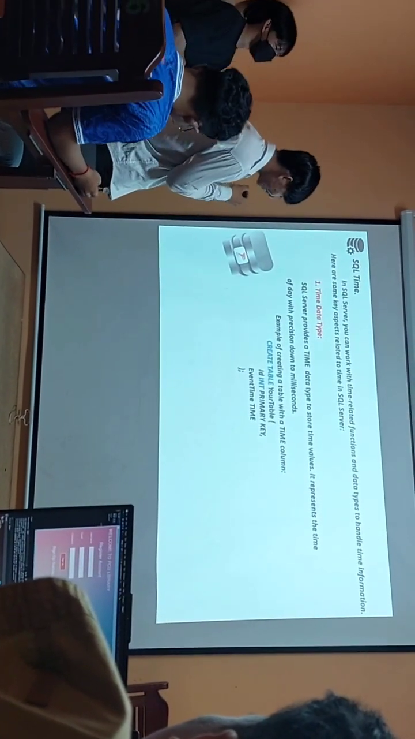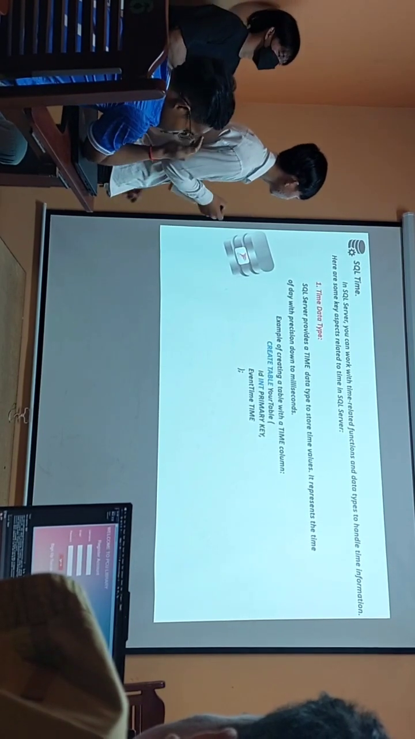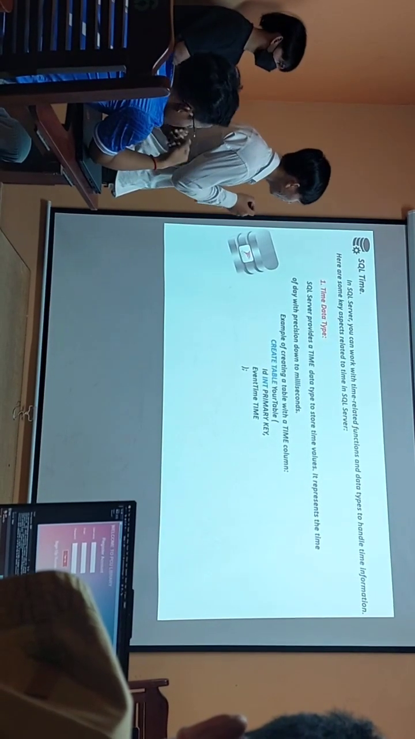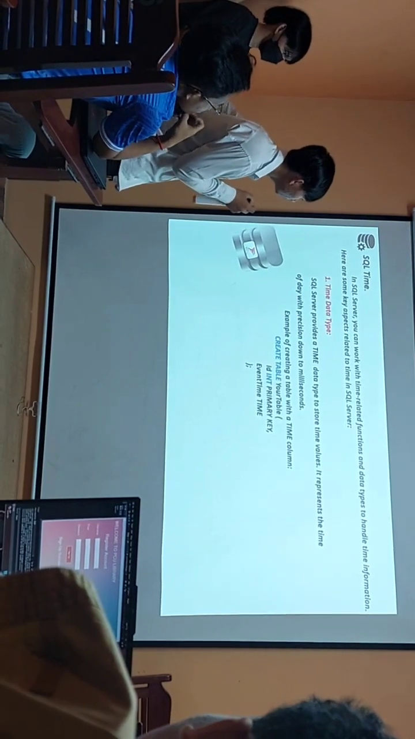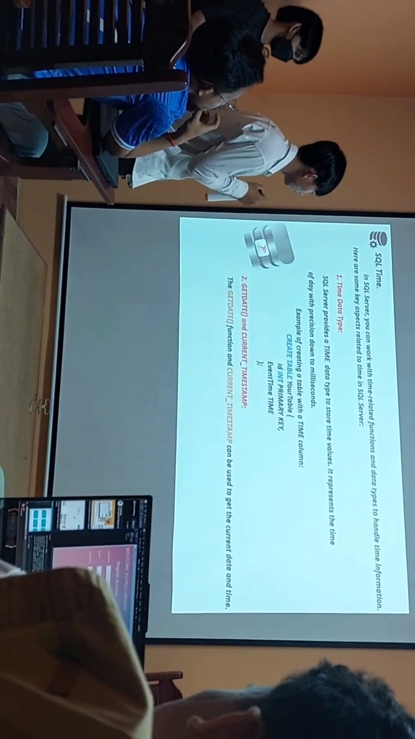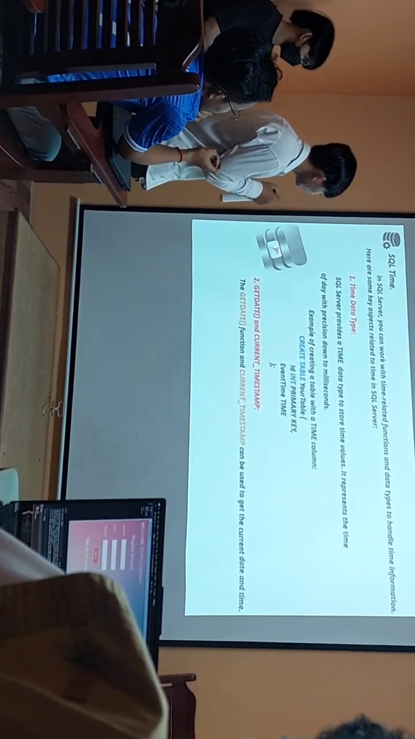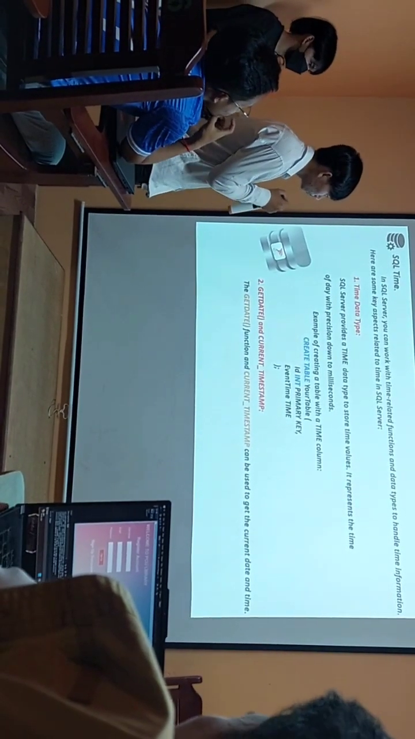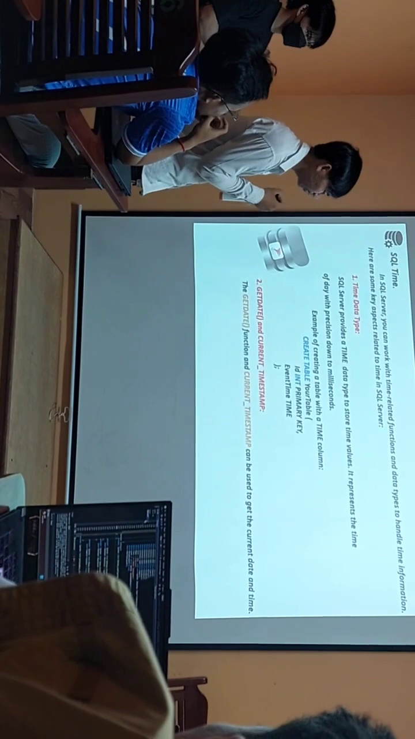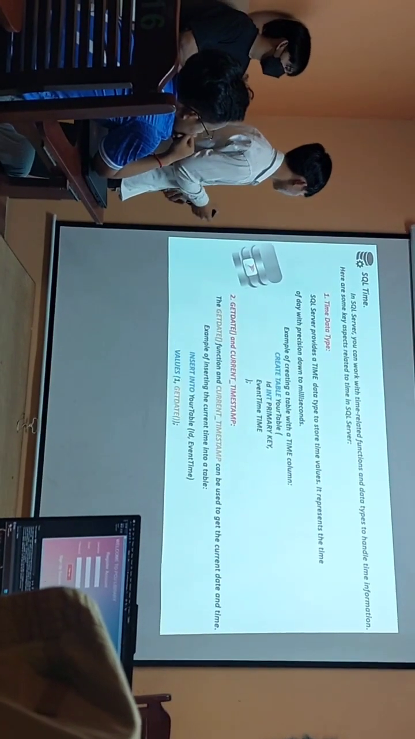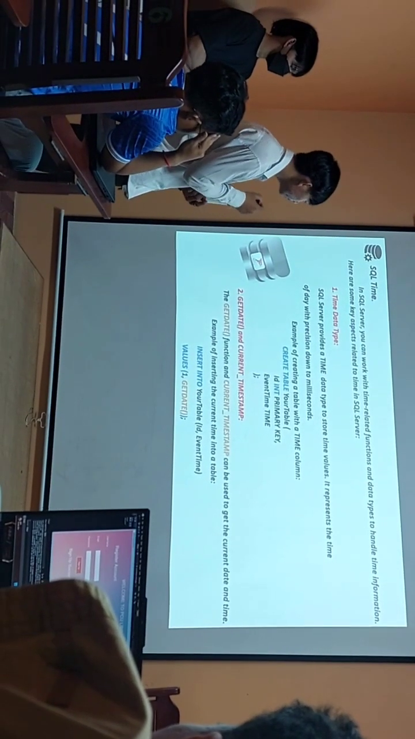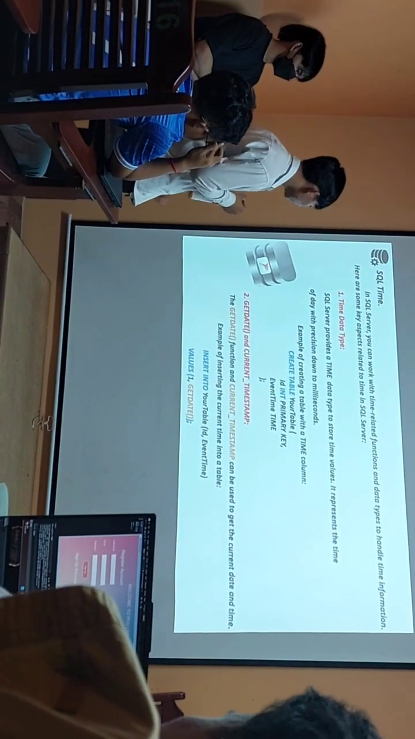Example of creating a table with a time column: CREATE TABLE YourTable (ID INT PRIMARY KEY, EventTime TIME). Two, GETDATE and CURRENT_TIMESTAMP. The GETDATE function and CURRENT_TIMESTAMP can be used to get the current date and time. Example of inserting the current time into a table: INSERT INTO YourTable (ID, EventTime) VALUES.